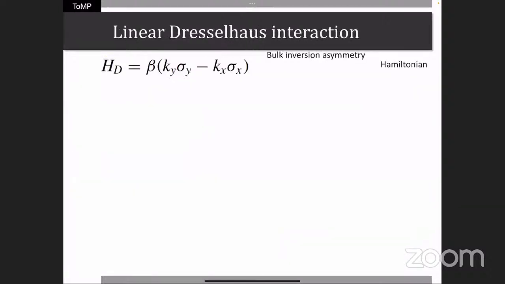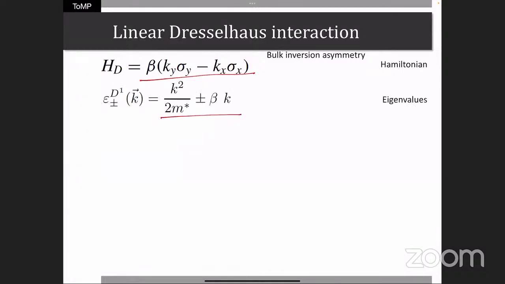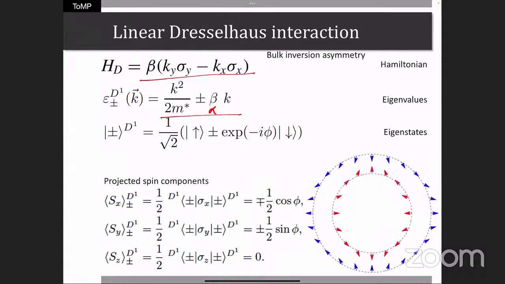Similarly, if we go for the Dresselhaus Hamiltonian, the Dresselhaus Hamiltonian is given this way, which is similar to that of Rashba, but a little bit different. The eigenvalues turn out to be exactly the same. In place of alpha, here we have beta, that's all. No significant difference, but the eigenstates are very much different, and as a result, we have the projected spins looking like this. The pattern looks completely different.